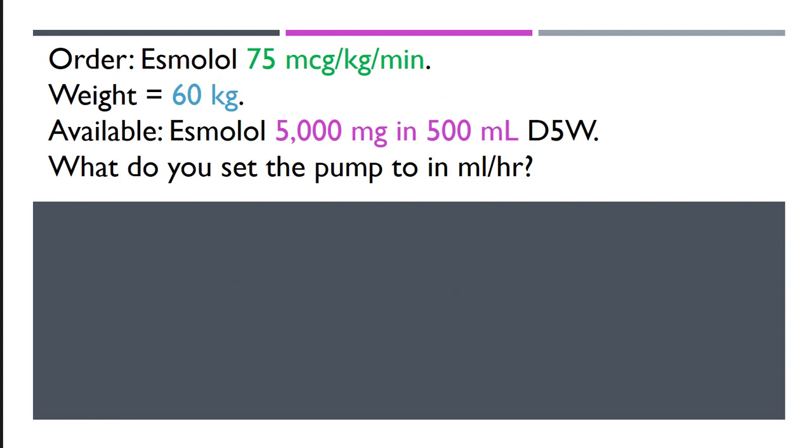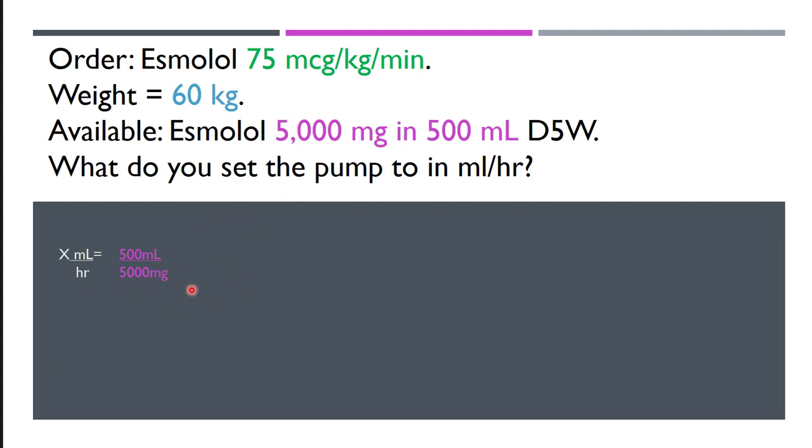Esmolol, 75 mics per kilo per minute. Weight is 60 kilograms. Esmolol, 5,000 milligrams in 500 mils. We want to know how many mils per hour to set the pump to. So, X mLs per hour. I already have this. We know that this mL has to match. We already have it here. So 500 mils over 5,000 milligrams.